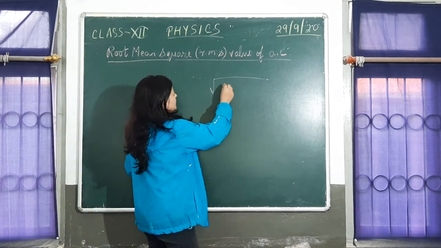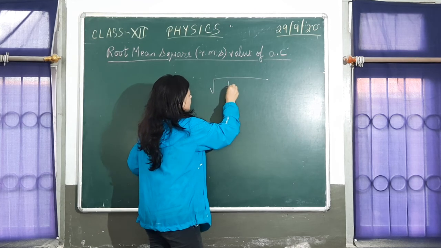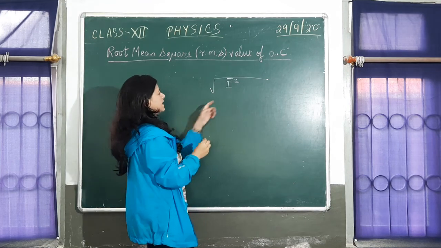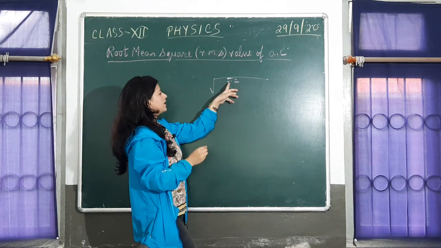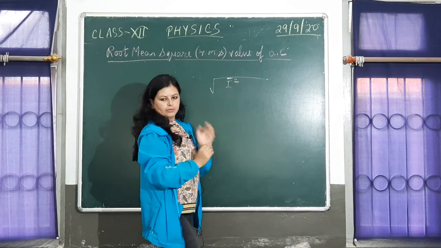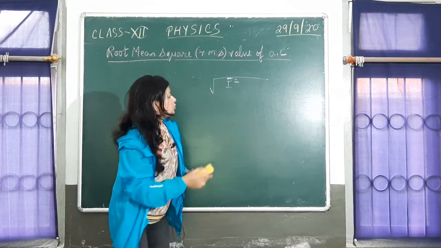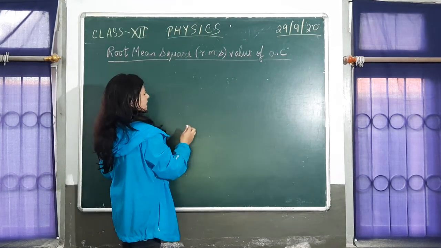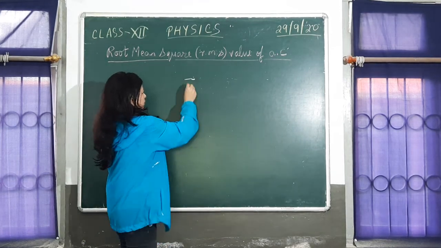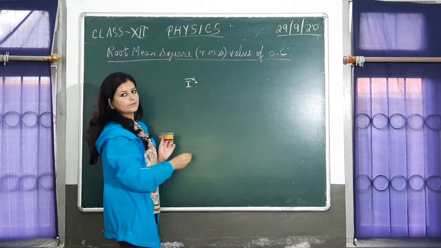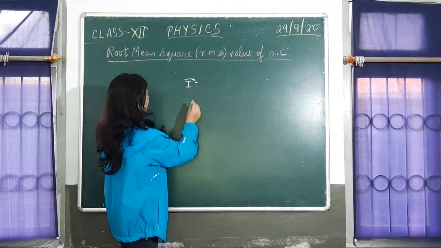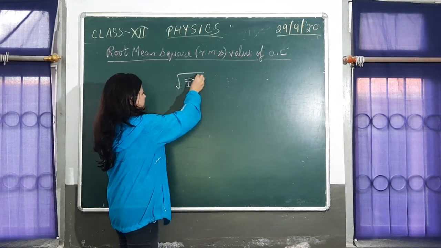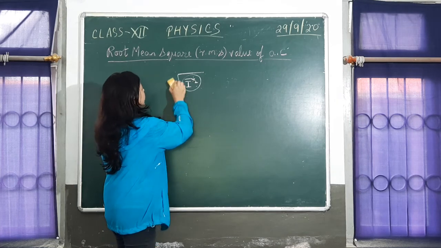So it is nothing but the average value. If I just put a bar here, you have to understand that it is the average value of the square of the current taken root. So to find the root mean square value of alternating current, you have to first find the mean of the square of the currents at every instant of time, and take the root of it. Now this will be a very lengthy task.